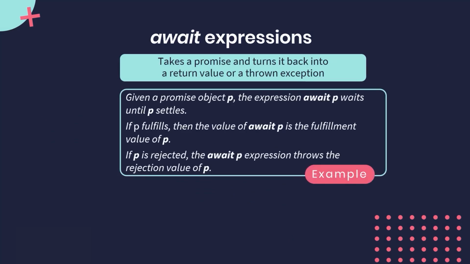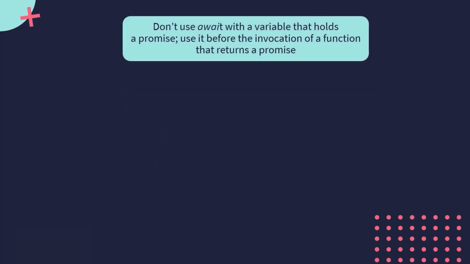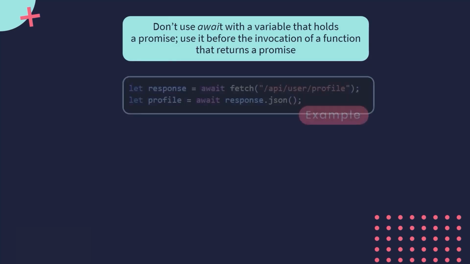Given a promise object P, the expression await P waits until P settles. If P fulfills, then the value of the await P is the fulfillment value of P. On the other hand, if P is rejected, then the await P expression throws the rejection value of P. We don't usually use await with a variable that holds a promise. Instead, we use it before the invocation of a function that returns a promise like this.